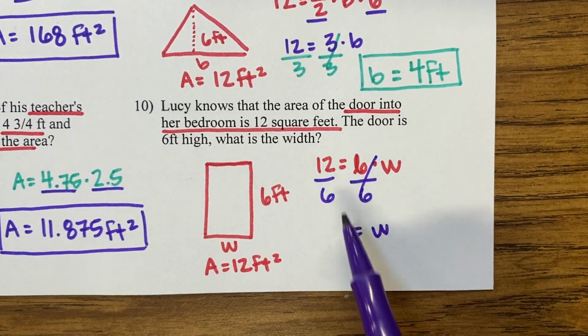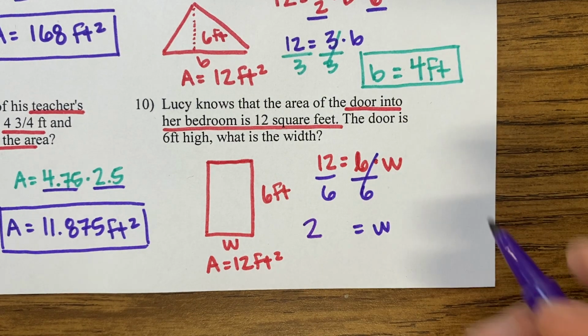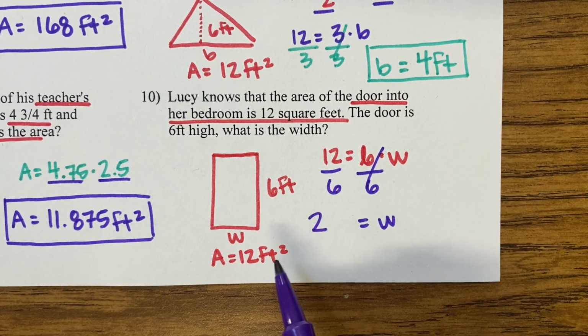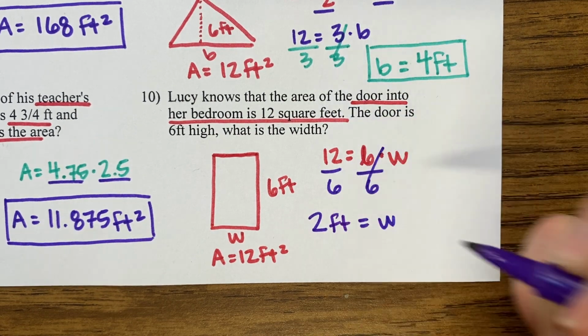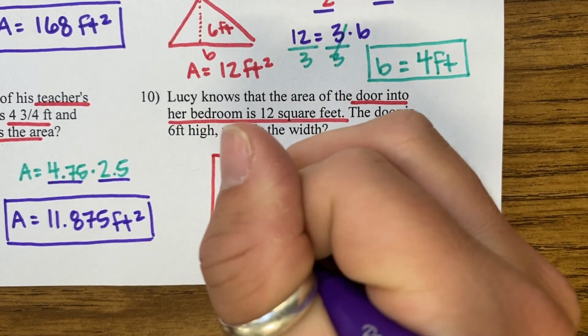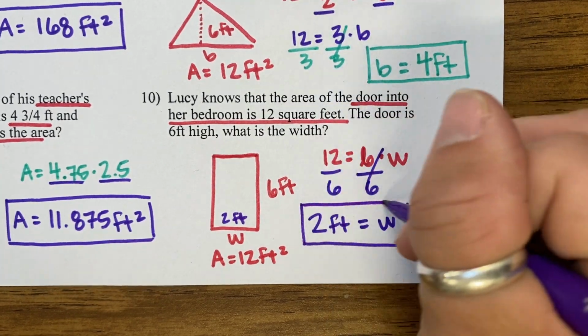What is 12 divided by 6? I get 2. But what are my units of measurement? 2 what? 2 feet. We found that the door is 2 feet wide. And there we go. Awesome.